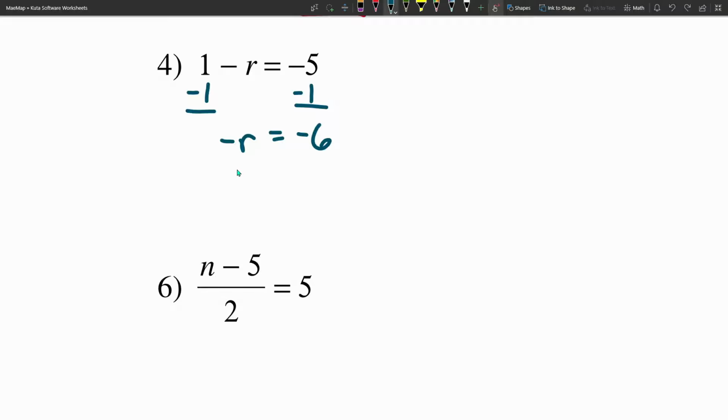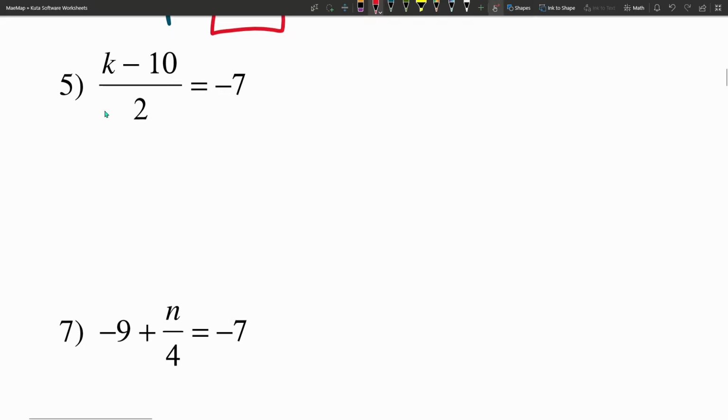It really doesn't matter. All we're doing is switching the signs, and we're switching the signs on both sides of the equation, because the left-hand side equals the right-hand side. Whatever we do to the left or right, we do to the opposite, the right or the left. So let's multiply by a -1. -1 times a -r is a positive r. -6 times -1 is a positive 6. So 6 is our solution for number 4.